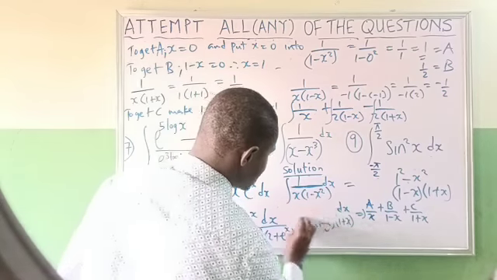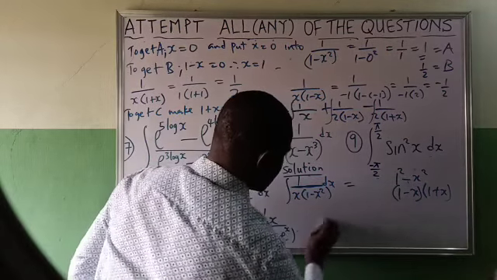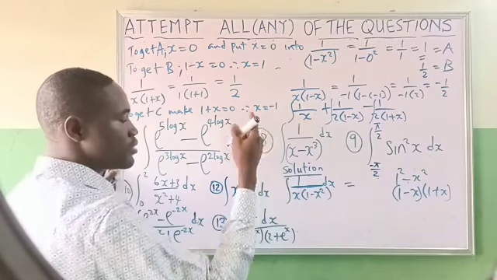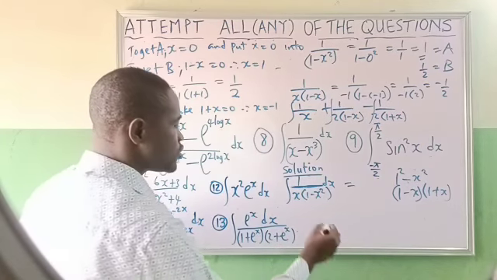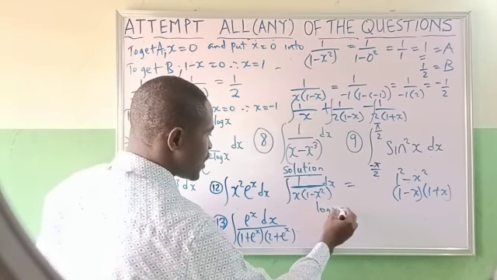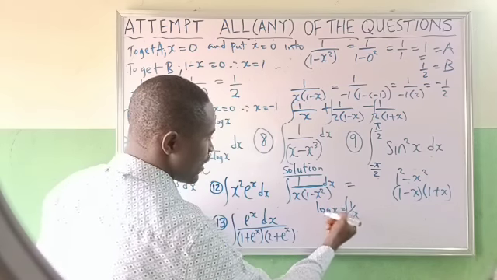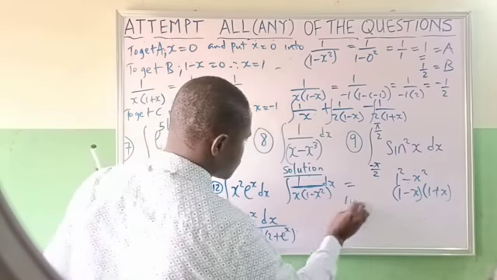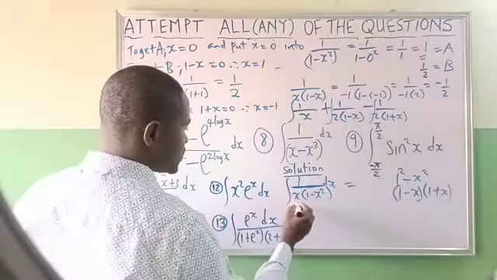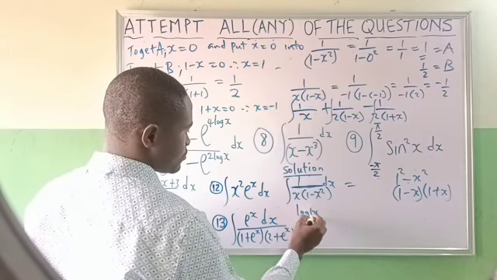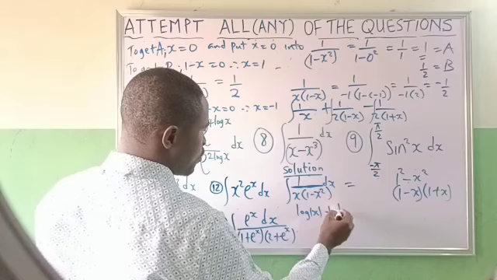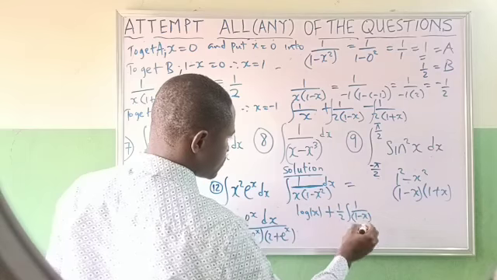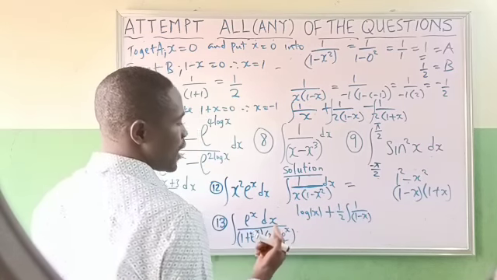Now to integrate it, the integration of 1 over x comes from logarithm. From differentiation, we noted that if you differentiate log x, you have 1 over x. So when you integrate 1 over x, you get log x. Then that means the integration of this is log x plus 1 over 2 integral 1 over 1 minus x.